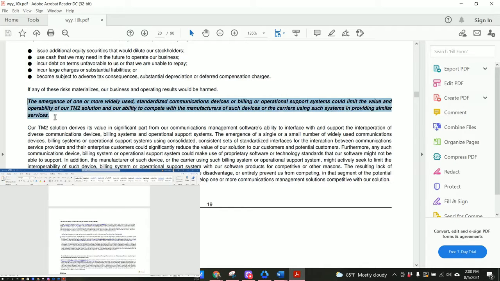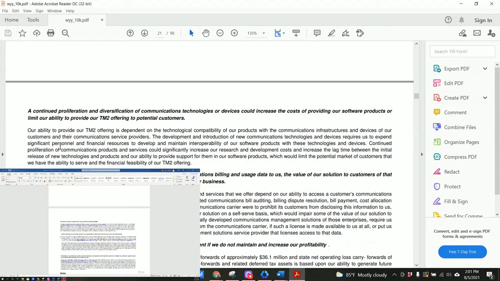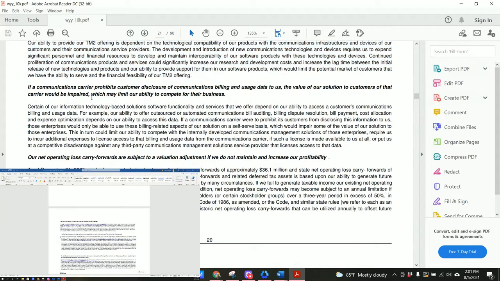A competing solution to their TM2 solution could reduce their business, of course. Again, same thing here, just worded differently for the most part. If a communications carrier prohibits customer disclosure of communications billing, you stated to us this could harm our business. And again, I'm not reading these word for word. I'm just kind of summarizing what these main points are saying as we go over these.